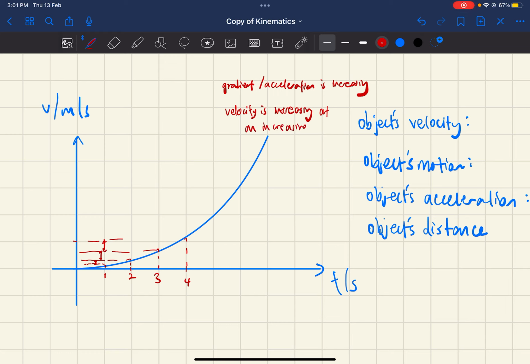Last one will be your displacement, which is your area under the graph. For your upsloping graphs, your area under the graph will always be increasing at an increasing rate. So displacement as well will be increasing at an increasing rate. That's all you have to know for this portion, and make sure that you know how to describe all these different graphs.